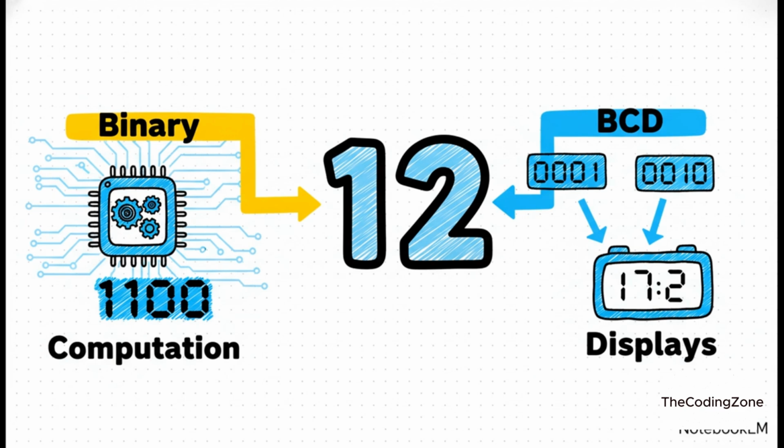Let's use the number 12 to really see how this works. A computer's processor, which is built for raw number crunching, sees 12 as a single binary value, 1100. Simple. But for something like a display, BCD treats the 1 and the 2 like they're two separate things. So the 1 becomes 0001 and the 2 becomes 0010. Yeah, it takes up a little more space, but that separation is exactly what makes it so incredibly easy to just shoot each digit to its correct spot on a screen.